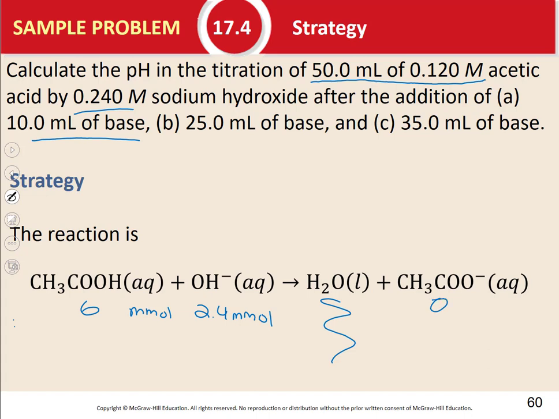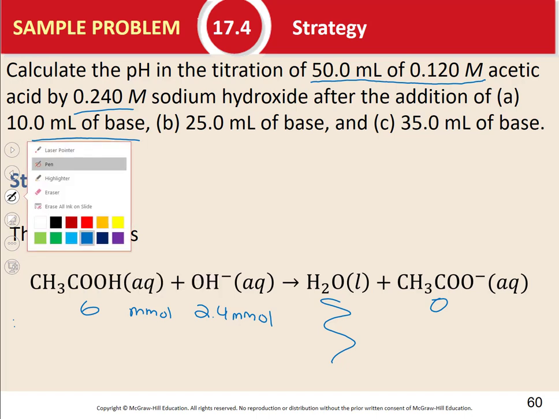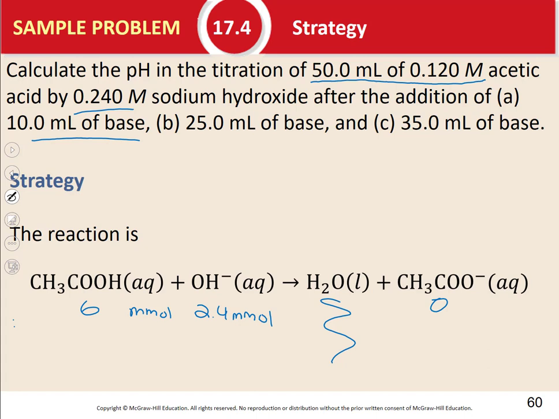Ignoring water and starting with no acetate ion. So which one is the limiting reactant, the hydroxide or the acetic acid? The hydroxide. So that's going to go down to 0. So minus 2.4, minus 2.4. So what's 6 minus 2.4?